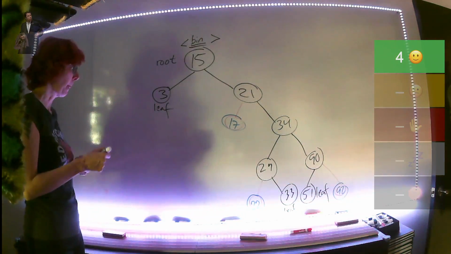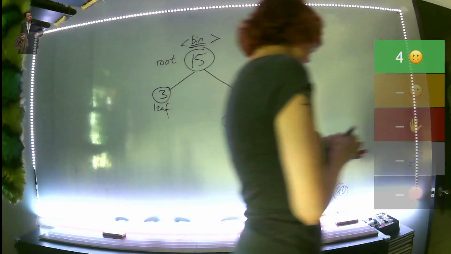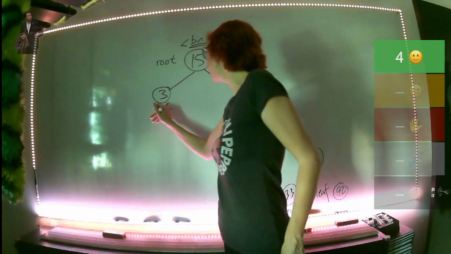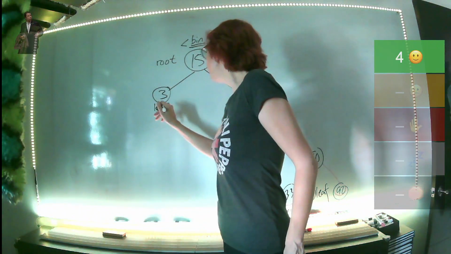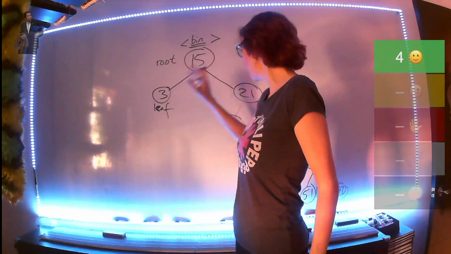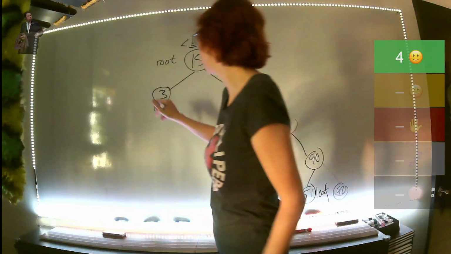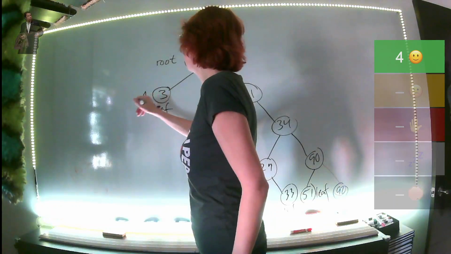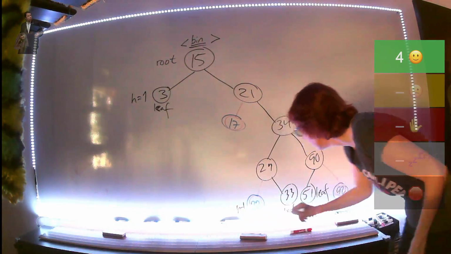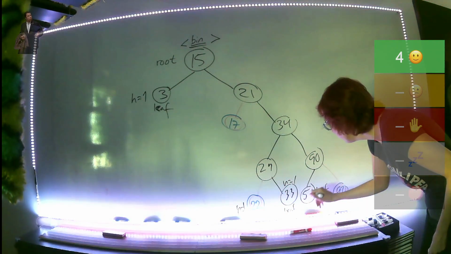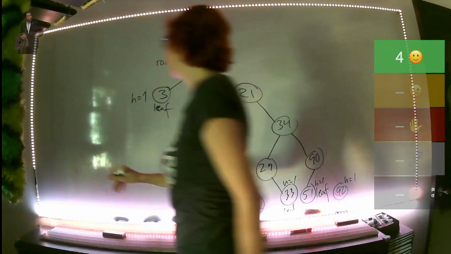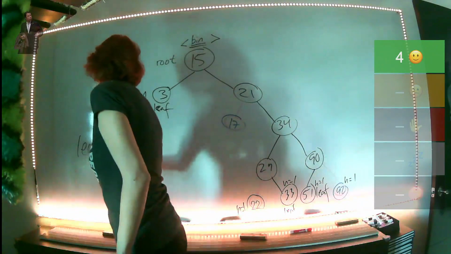Height of a tree, it's defined recursively. The height of any leaf will be 0. So this one is a leaf. No, actually, it's going to be 1. Sorry. I always forget which one starts with 1 and 2. Okay, so this one's a leaf. It's at height 1. This one's a leaf. It's at height 1. This one's a leaf, height 1. This one's a leaf, height 1. And this one's a leaf, height 1. So all leaves have height 1.